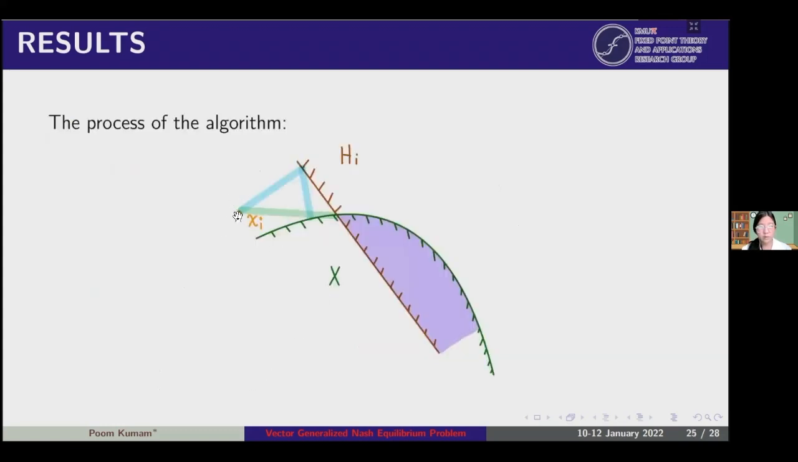So from here, we can see that if we project a point x to the set H_i and then project to the set X again, the point will be here. By the way, if we project on the intersection set, that is the purple area here, the point x_i will be projected to this area.